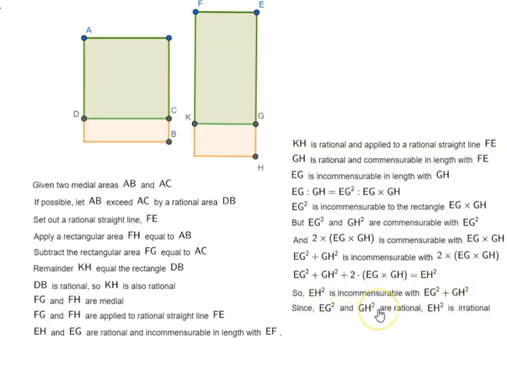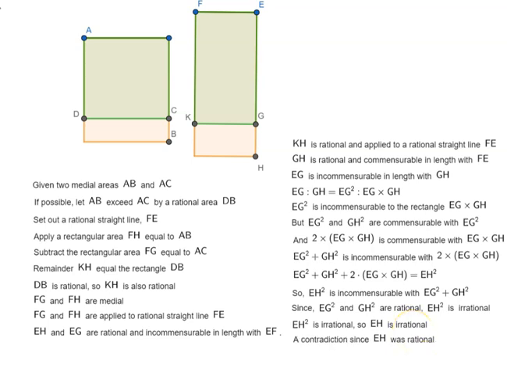Since EG and GH are rational, EG square and GH square are rational, which means the squares will also be rational. So, since EG square and GH square are rational, EH square is going to be irrational because it is incommensurable. If a rational number is incommensurable with another number, then that number is going to be irrational. So EH square is irrational, which means its side will also be irrational.